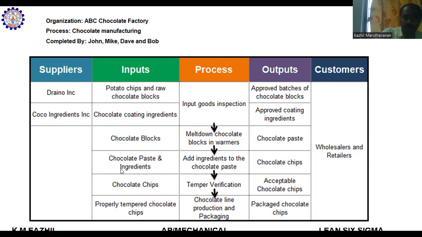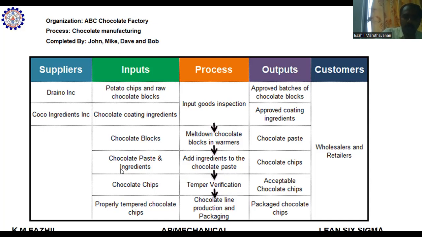Input goods inspection, and then we have to melt the chocolate blocks in warmers, and add ingredients to the chocolate paste, and the temper verification needs to be done. Chocolate line production and packing need to be processed correctly, and we have to know the output so that we make the desired inputs for getting this effective output. The following are the outputs at the various stages: approved batches of chocolate blocks and ingredients, chocolate paste, chocolate chips, acceptable chocolate chips, and packaged chocolate chips.